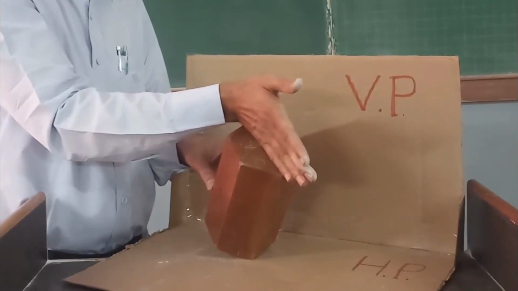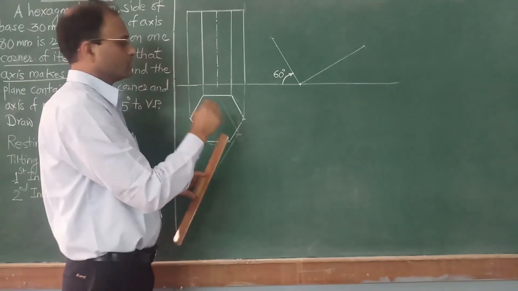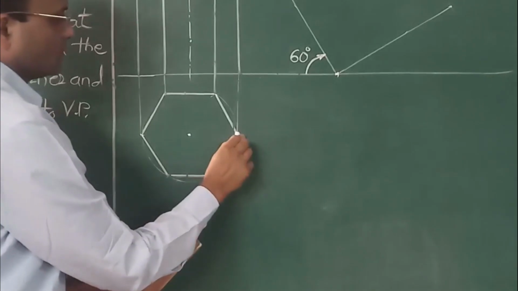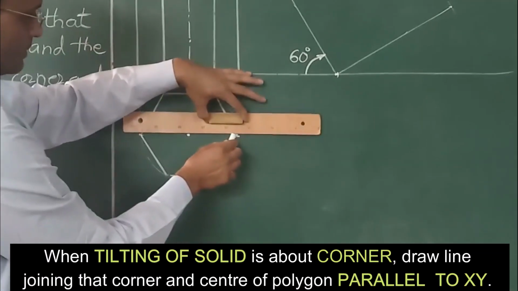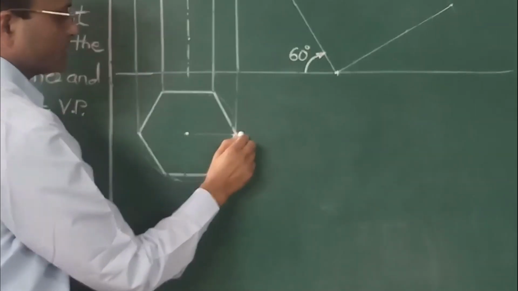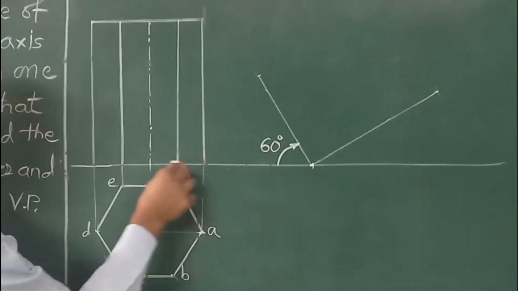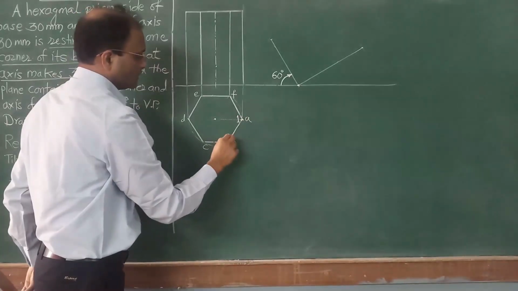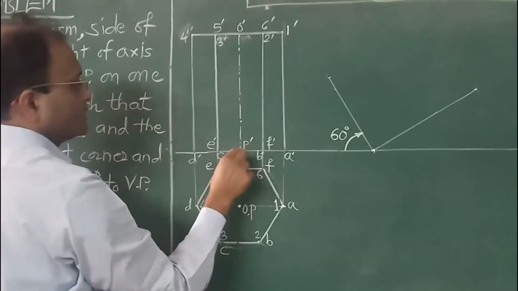Now let us solve this on board. We have to start with the initial position. So in the initial position we have drawn this hexagon such that the line joining the corner and center, we can see this line, we need to draw parallel to XY. Now let us name the points E and F. These are the points of the base. Then the points at the top, 6 dash, and this is O dash, P dash as the axis.